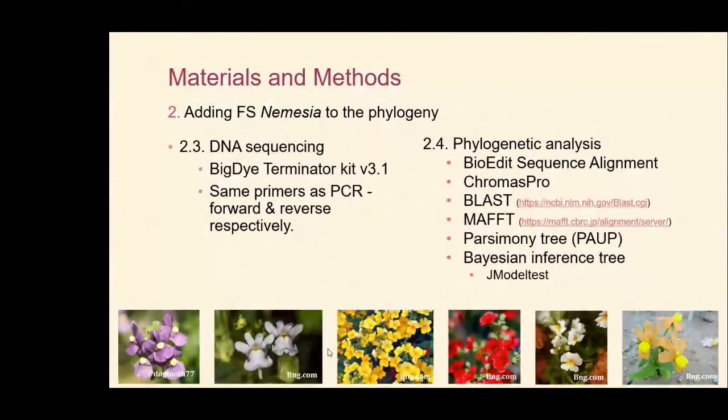So our third step was DNA sequencing, where the DNA sequencing reactions were conducted using the BigDye Terminator Kit version 3.1 according to the manufacturer's specifications. The same primers used in PCR amplification were used in the respective reactions for both the forward and reverse reactions. And our last step, which is phylogenetic analysis, is where the sequences were edited using BioEdit and Chromas Pro. They were then blasted online using the BLAST website and aligned using MAFFT, and the consensus sequences were generated using BioEdit. Next slide, please.